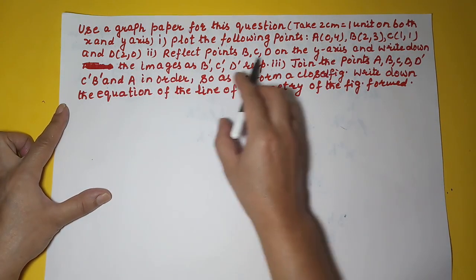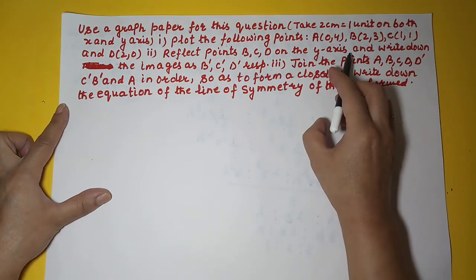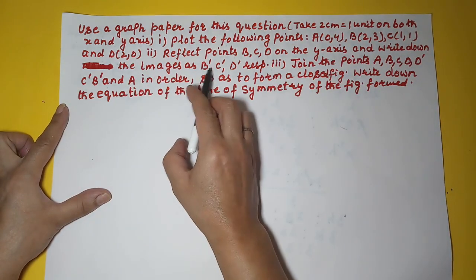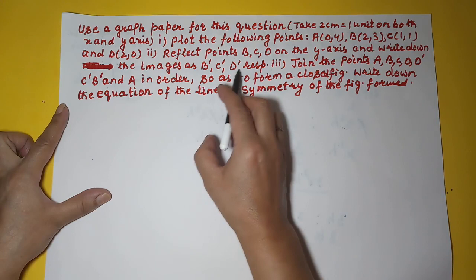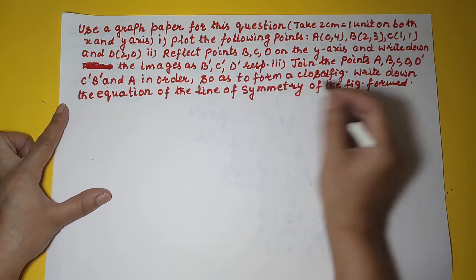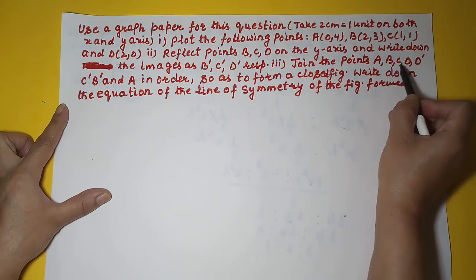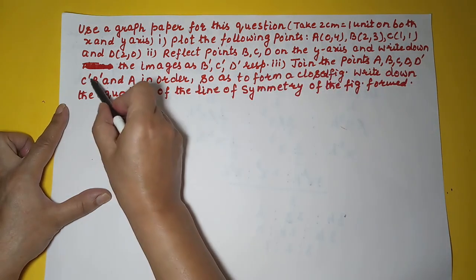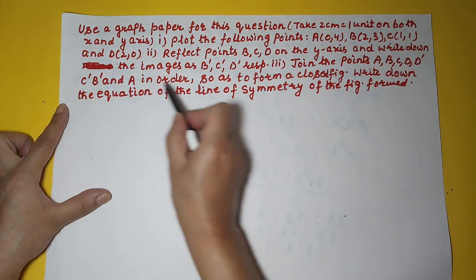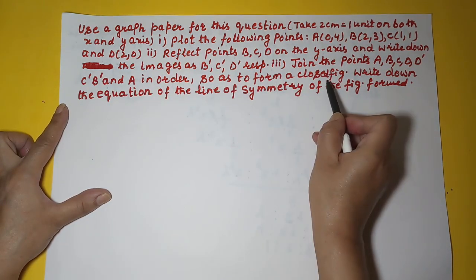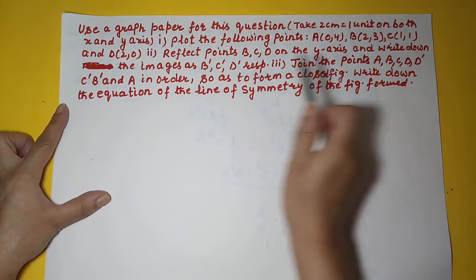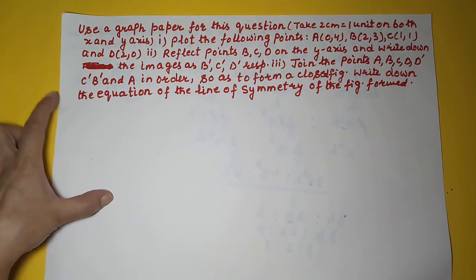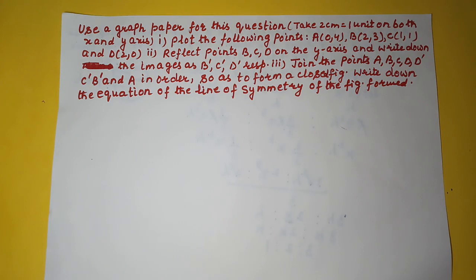Then reflect these points on the y-axis and write down the images as B dash, C dash and D dash respectively. Then he says that join A, B, C, D, D dash, C dash, B dash and A in order to form a closed figure. And then write down the equation of the line of symmetry of the figure formed. Alright, so let's do this.